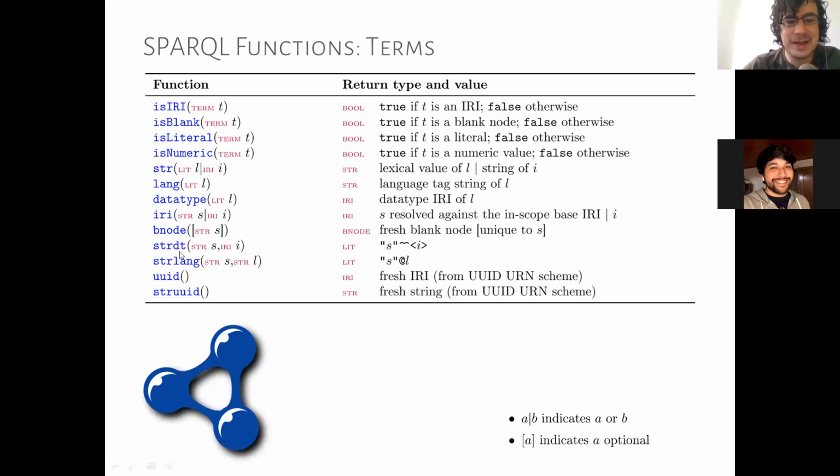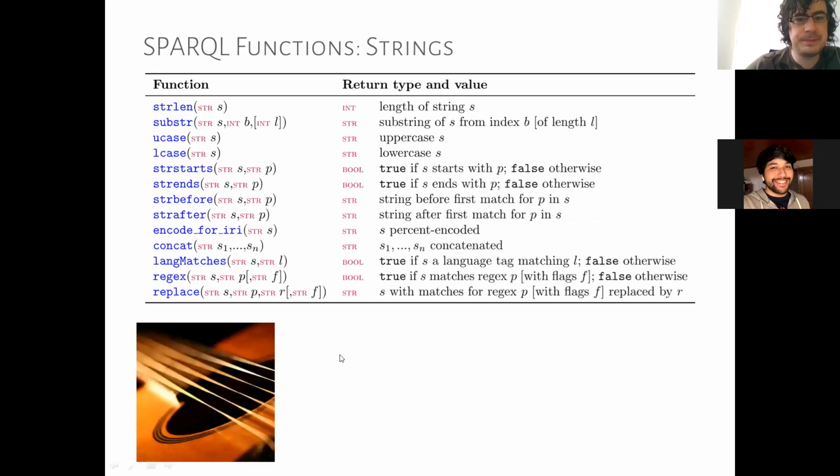We can create a new literal based on a string and a data type that we give, or a string and a language tag that we give. We can create a fresh IRI from a special scheme, a URN scheme, which is universal resource names. Or we can create a fresh string based on that as well. So essentially there are ways, and many of these, for example these two functions, are not that widely used, but we can have certain functions to check the type of an RDF term, and to create new RDF terms if we need those.